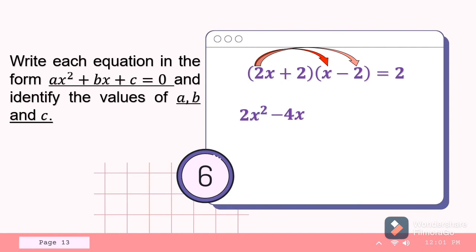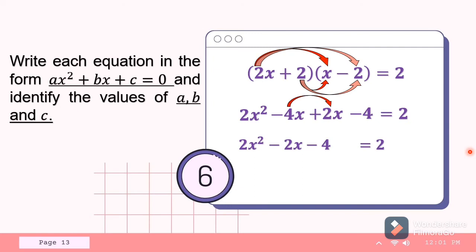Next, I, which is the inner term. 2 times x, that will be 2x. And then L, for the last term, we have 2 times negative 2, and that is negative 4. Then copy, equal to 2. Combine like terms to this one, we have negative 4x plus 2x. Like terms sila kasi pareho silang may x. So, we have 2x squared minus 2x minus 4 is equal to 2.